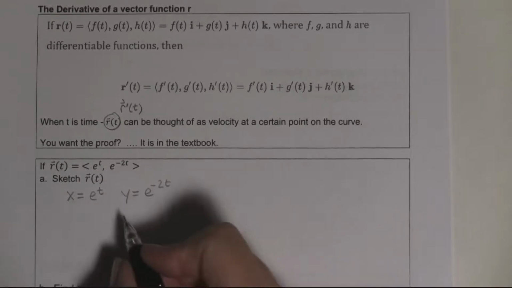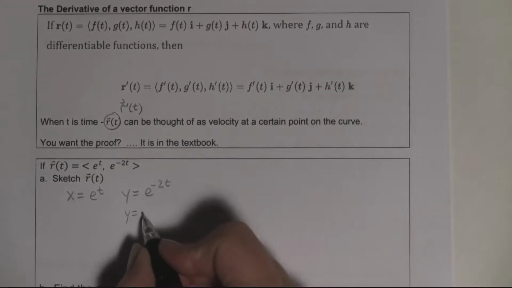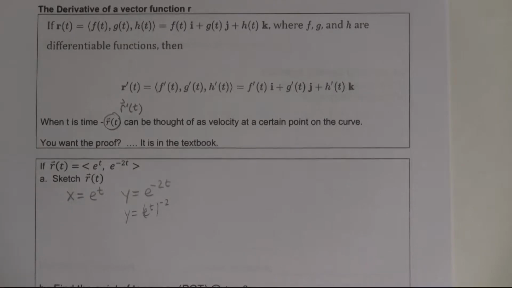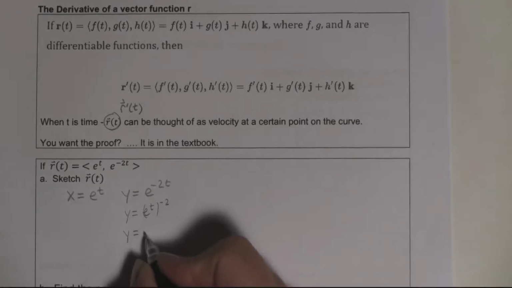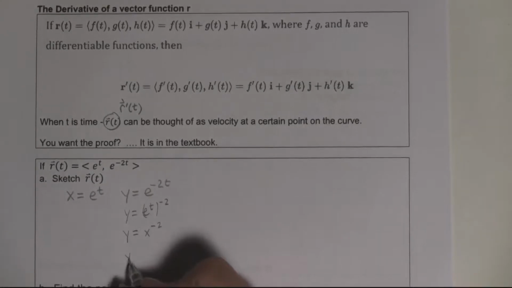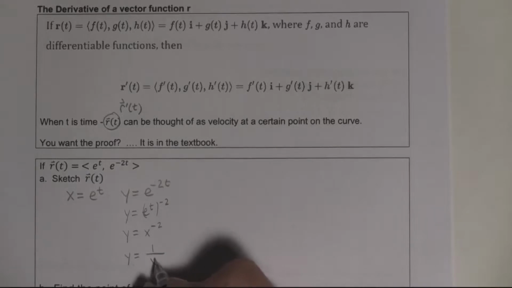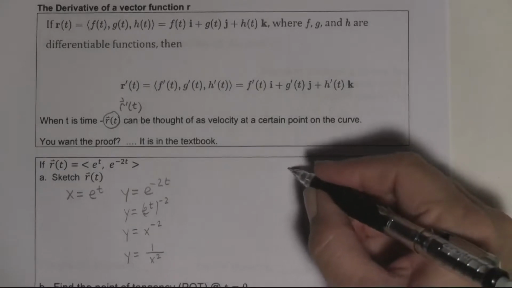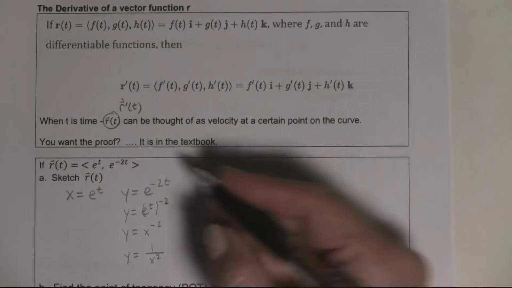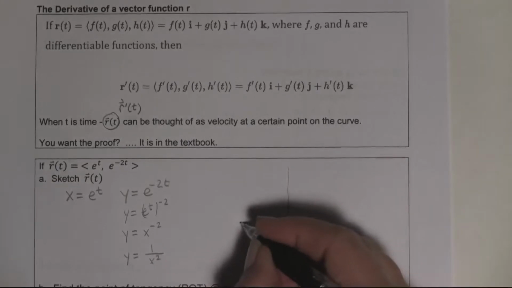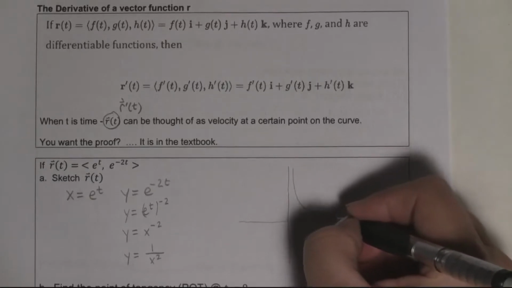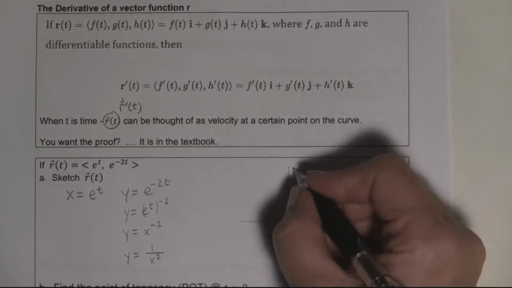My thought in putting them together is, I know that this is e at t raised to the negative 2. And then I know that e raised to the t was equal to x. So this is y equals x to the negative 2, which is y equals 1 over x squared. And I know what that looks like to draw it. So I'm going to come over here, and this is just in 2 dimensions. I just have 2 coordinates. I remember this is one of the 6 graphs that you need to know from pre-calc 1.